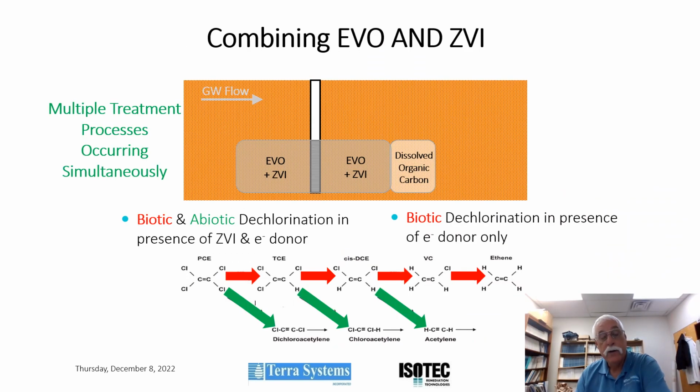When you combine EVO and ZVI, you get the benefits of both the biological and abiotic degradation processes. The abiotic process, again, may avoid some of the chlorinated intermediates such as cis-DCE and vinyl chloride.